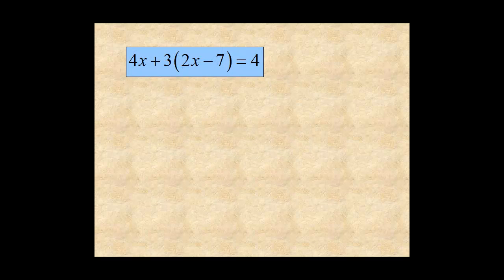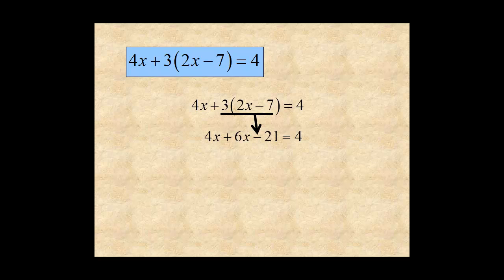To solve the equation for x, distribute the 3 for 6x minus 21. Then combine 4x and 6x for 10x. Add 21 to both sides for 10x equals 25. Finally, divide both sides by 10 for x equals 2.5.